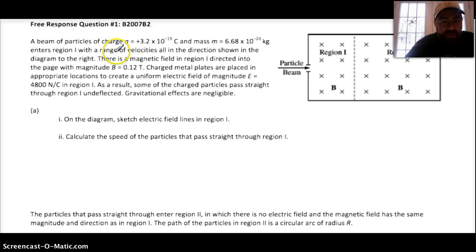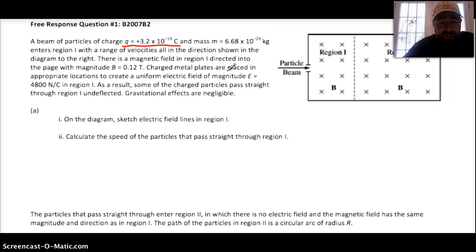coulombs. Of course, that's going to be important just because we should recognize that the polarity of the charge is going to affect its results in a magnetic field. And mass 6.68 times 10 to the negative 26 kilogram enters region 1 with a range of velocities all in the direction shown in the diagram to the right.